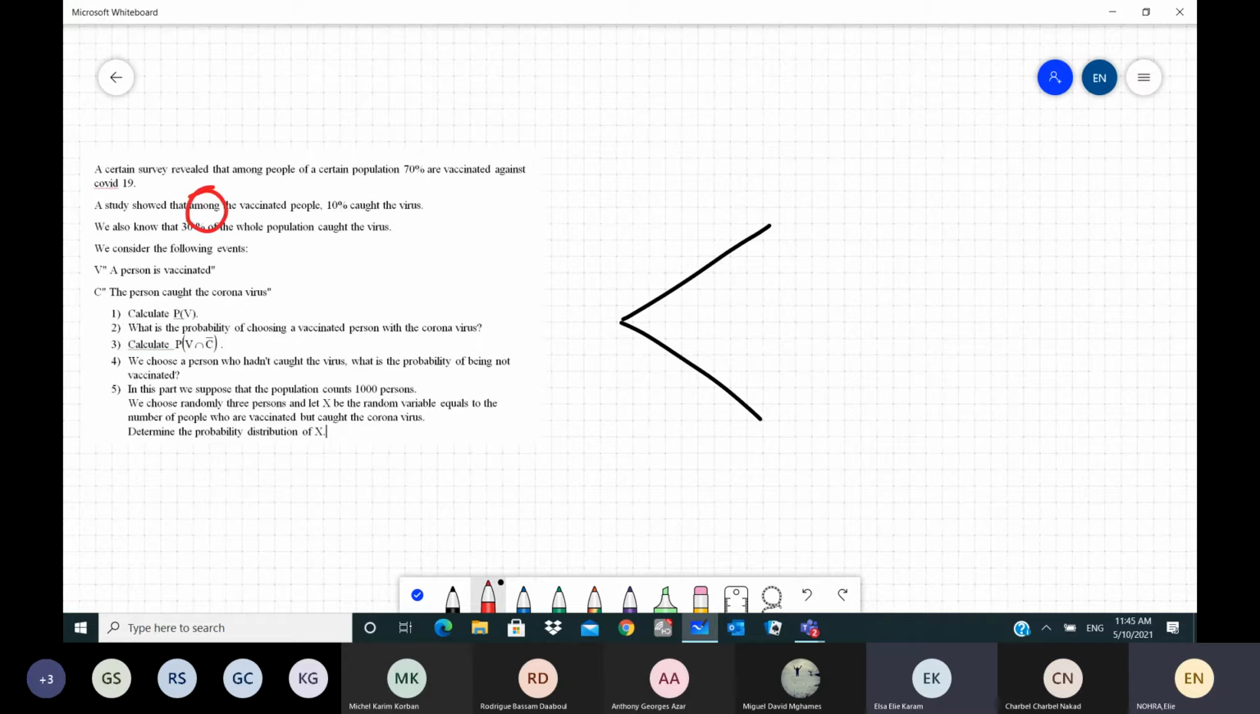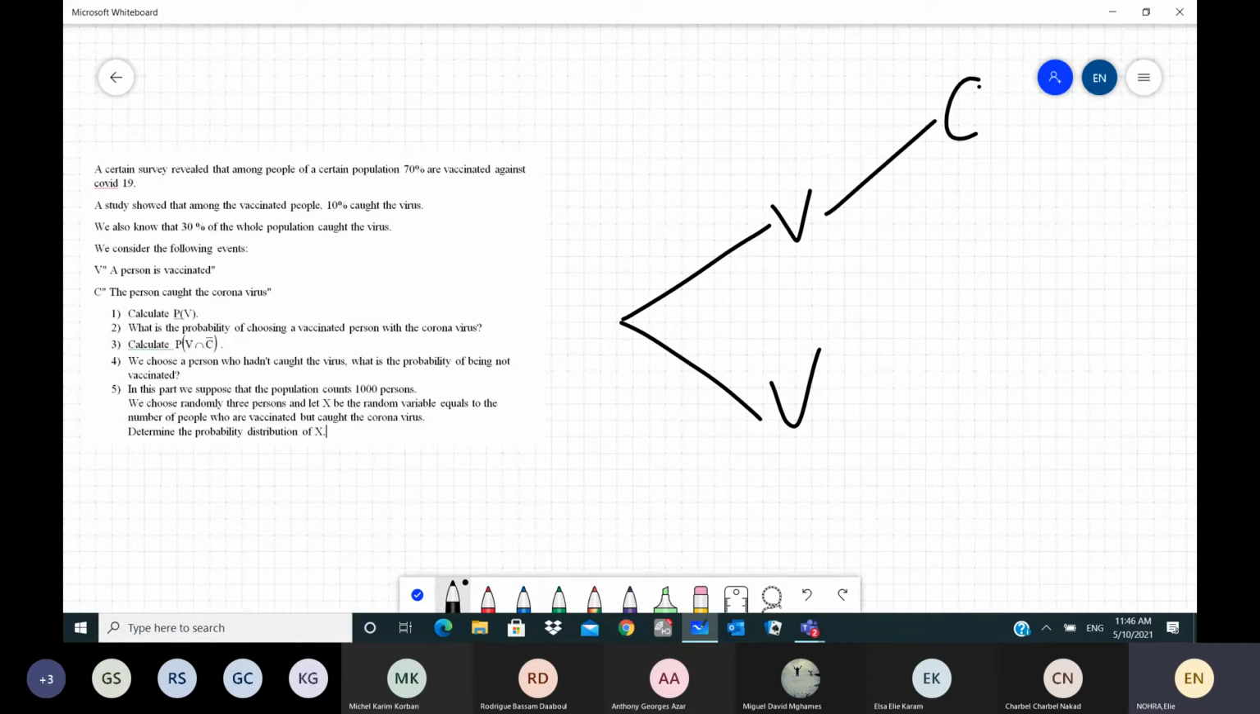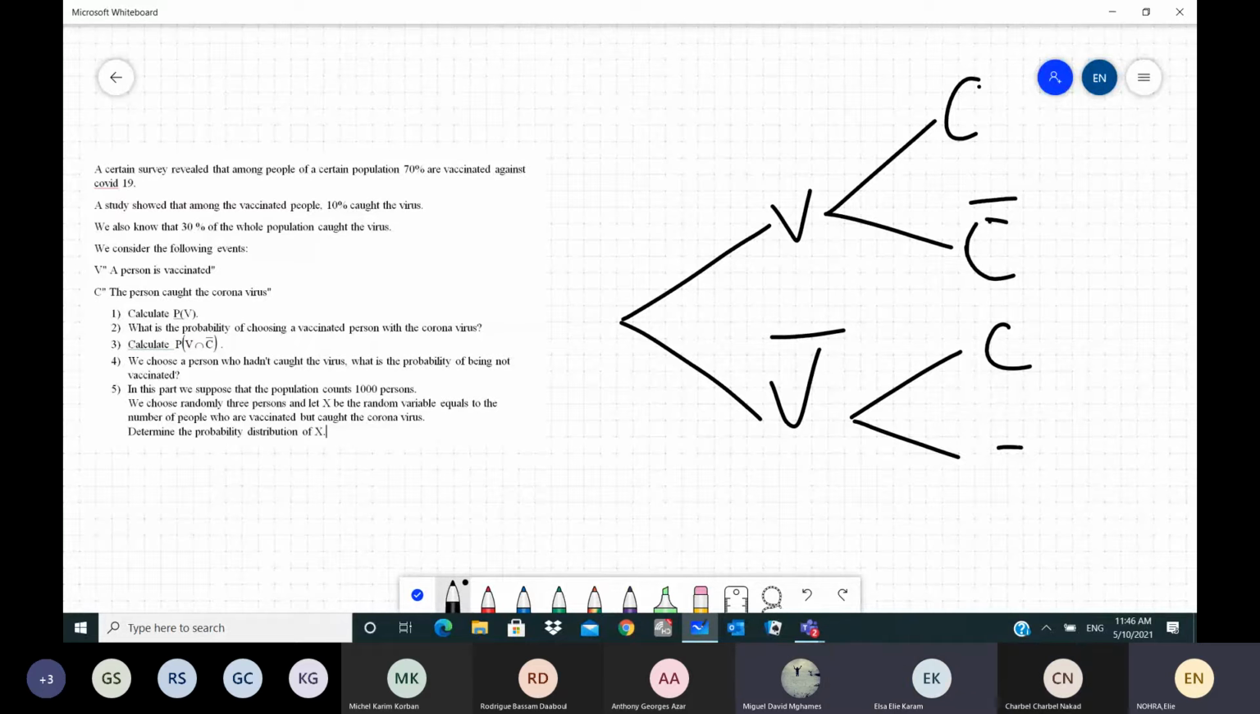Very good. You also said the correct thing, but in a different way. The fact of saying the word among means of them, correct. So the first criterion is about being vaccinated or not. Obviously, the second criterion is about the coronavirus or not. Correct. Let's start filling this tree diagram.